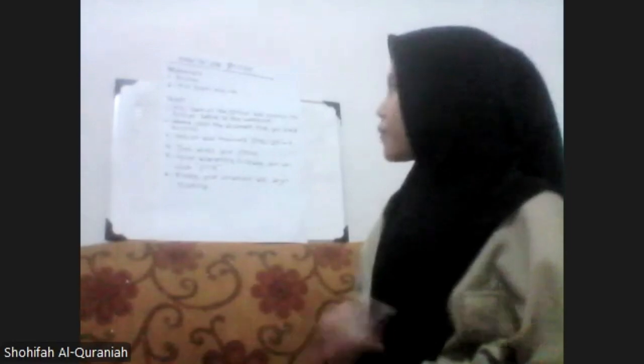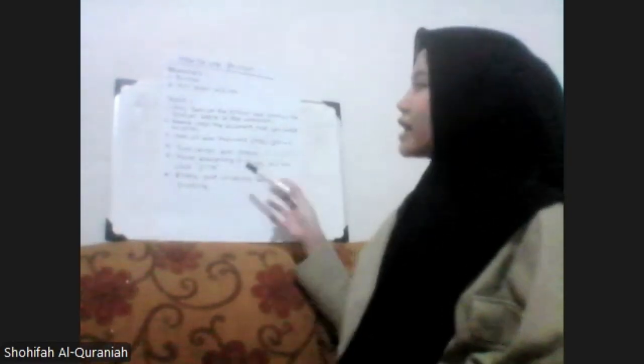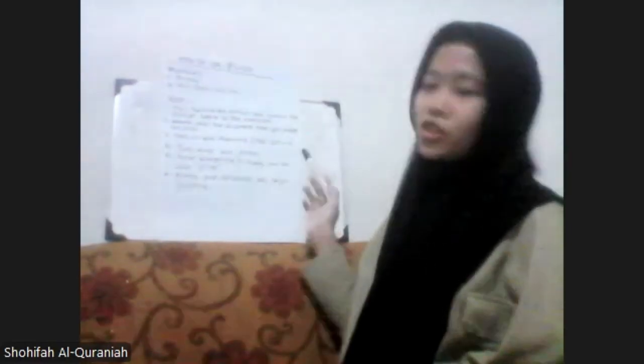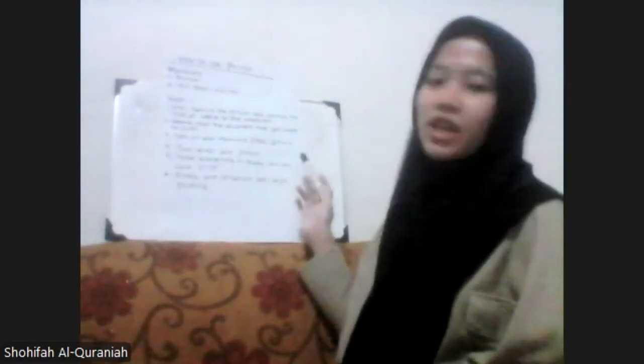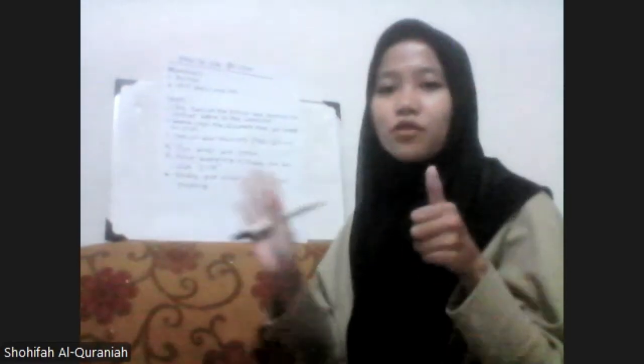Okay, so how many steps do we have to follow? There are 6 steps. Okay, first, turn on the printer and connect the printer cable to the computer. Second, open the document that you want to print. Next, on your keyboard, press Ctrl+P. Then, select your printer. And after everything is ready, you can click print. And finally, your document will begin printing. So there are 6 steps we have to follow.